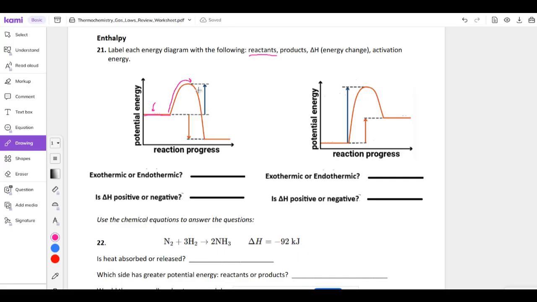That's going to allow the firework to take off in the air or whatever. But first, you've got to light the fuse. You need some activation energy to get the chemical reaction started. Once it goes down, that's when the chemical reaction starts, the beginning. But here, there's no change.